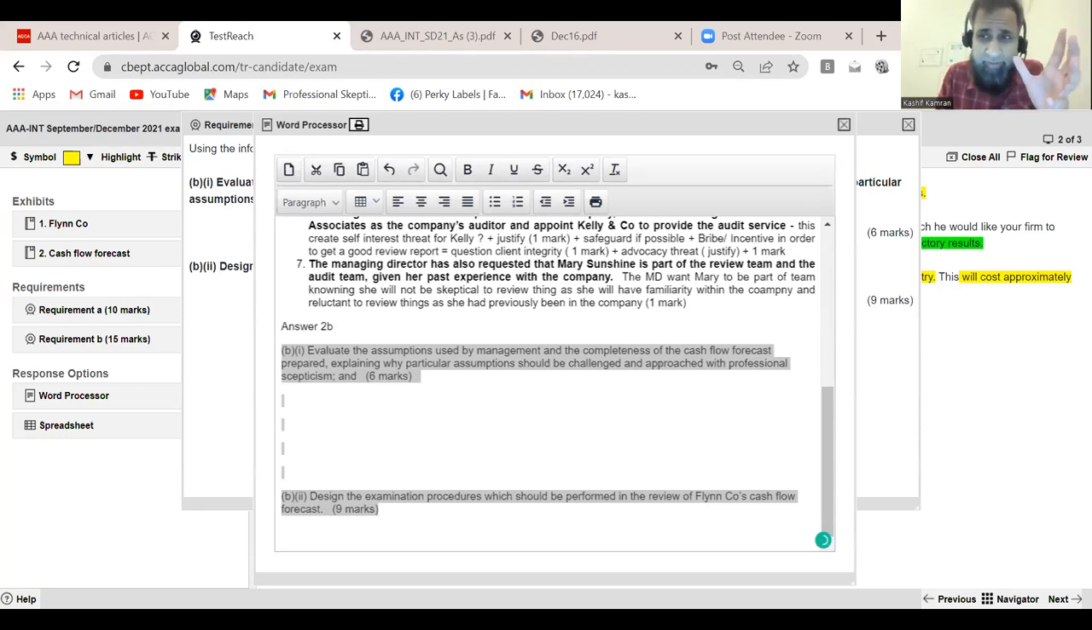Why are you challenging the assumption? What is the reason you are saying it's wrong? And why should this be approached with professional skepticism? It should be approached with professional skepticism because the company is already facing a material uncertainty, and the finance and managing director is not demonstrating client integrity. We've already discussed that, so I think that's quite clear.